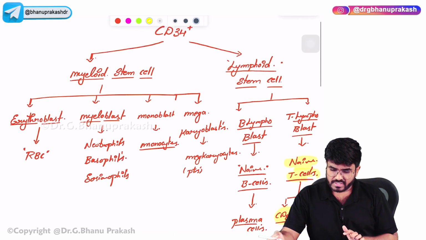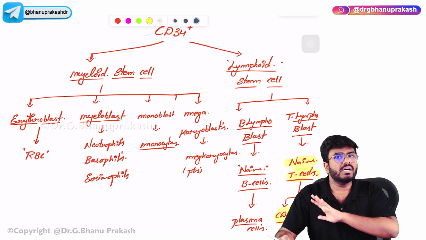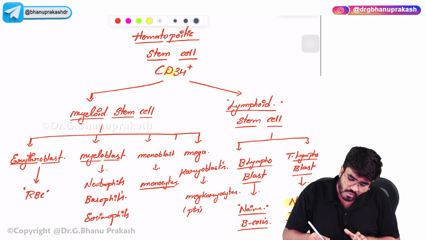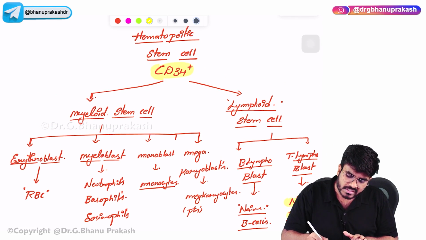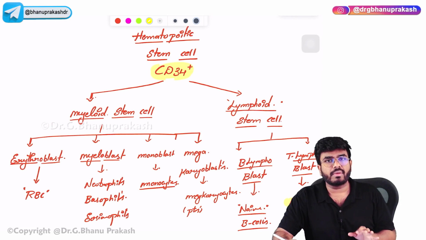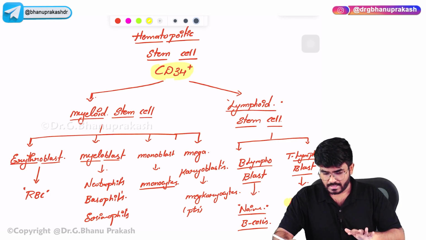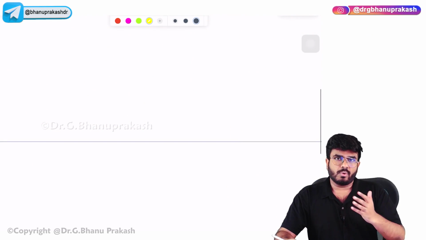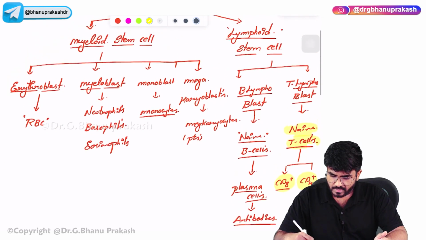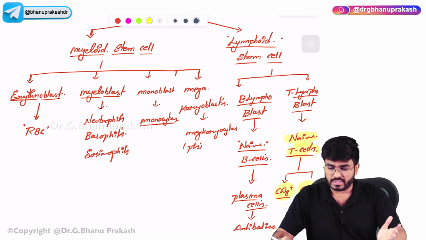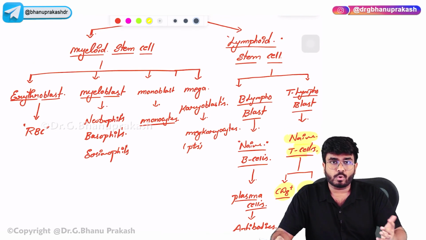This is the flow chart in which you can see all the blood cells are coming from one single hematopoietic stem cell. Now, having discussed this, this flow chart is going to be very helpful for you when we discuss acute leukemias and chronic leukemias.